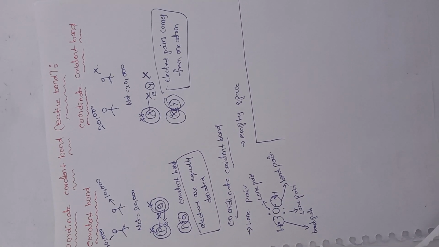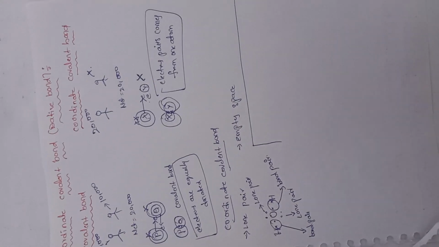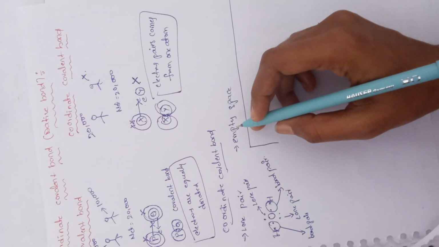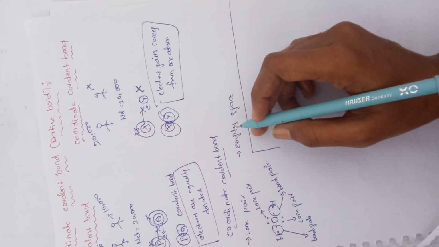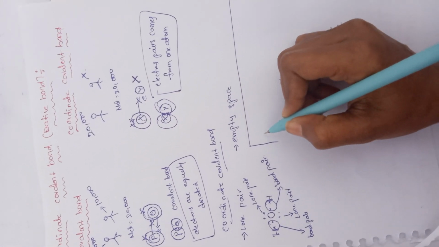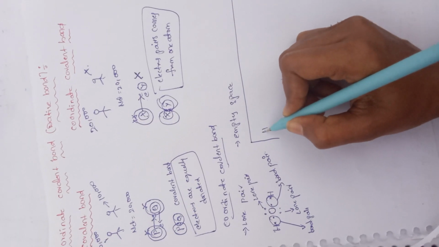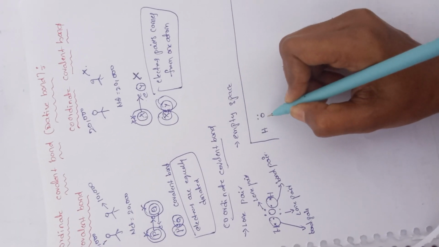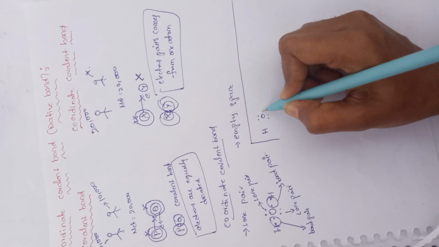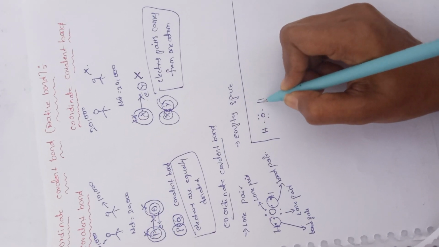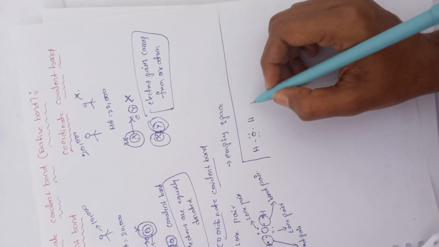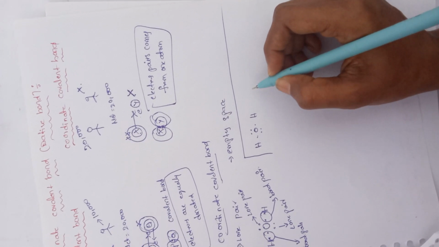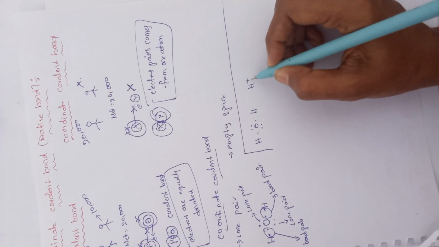So how do we find it? Listen carefully. Consider one hydrogen atom. So that means you have to take the hydrogen, same as usual, water molecule. You have to take the one hydrogen atom, that means H plus.